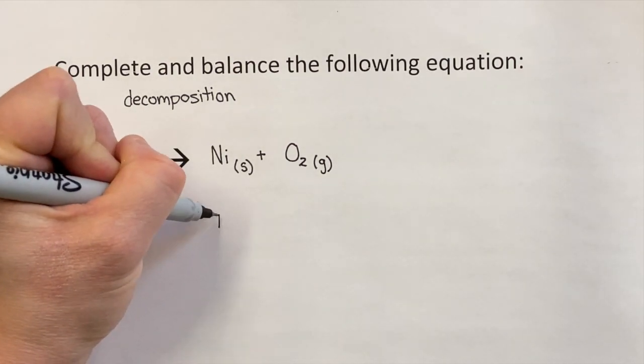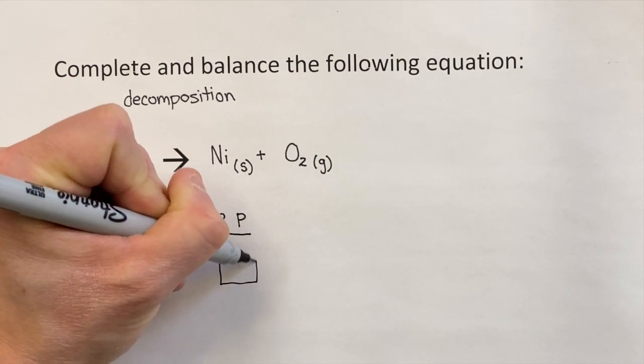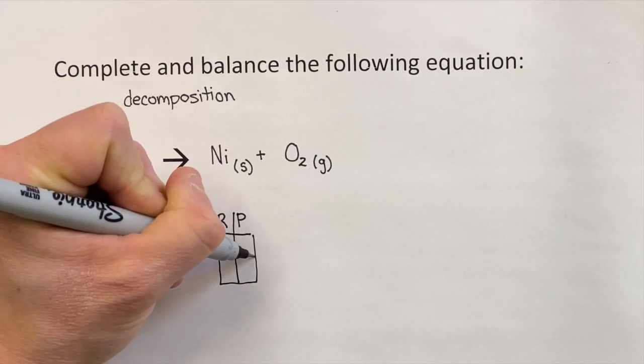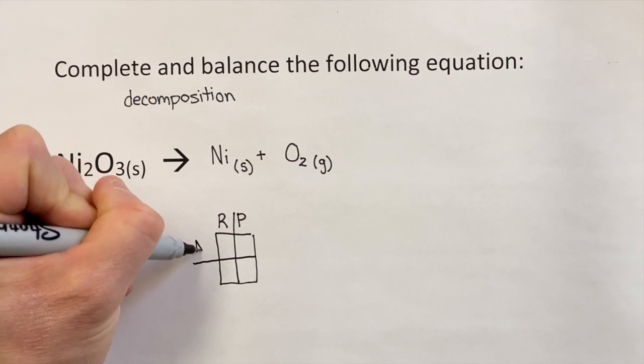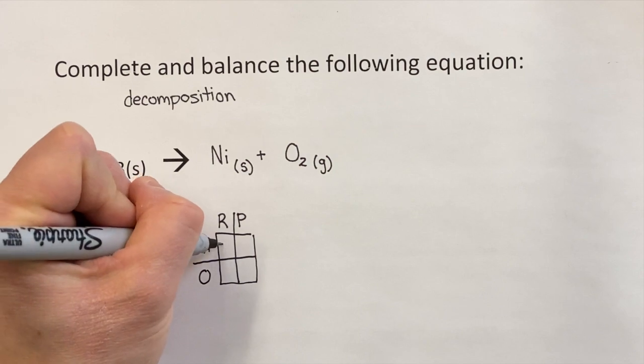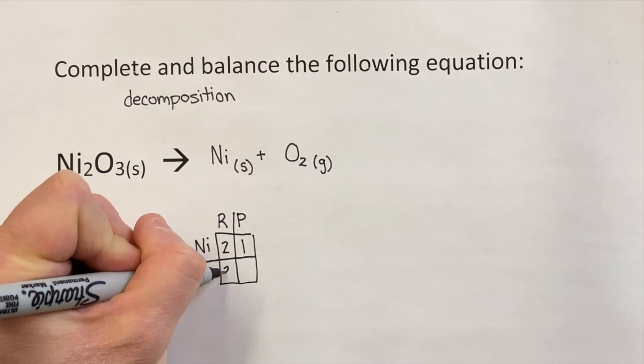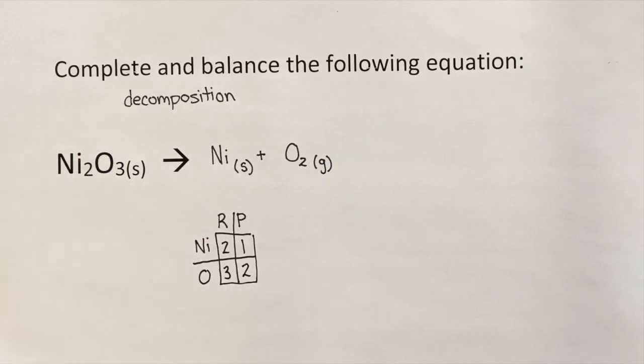Now I need to balance my equation. So I've got reactants and products. I've got nickel, and I have oxygen. I have 2 nickels in my reactants and 1 in products. I have 3 oxygens in reactants and 2 in products. So neither is balanced right now.